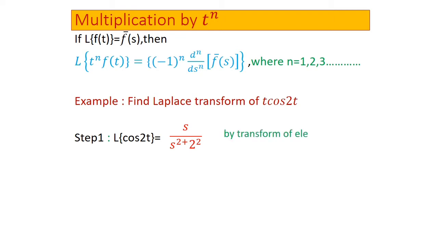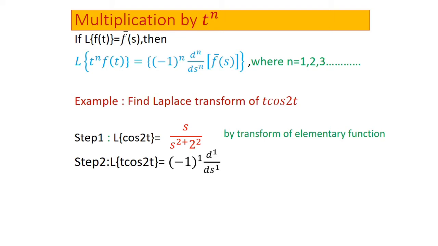So first step is finding the Laplace transform of cos 2t, and that is s upon s square plus 4 by transform of elementary function. Now in second step, we are taking Laplace transformation of t cos 2t. Just because here our function is given with t, we are using multiplication by t, and according to this formula, minus 1 first time differentiation of F dash s, and here F dash s is s upon s square plus 4.